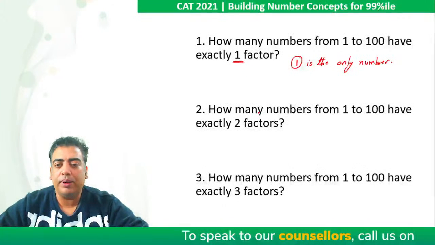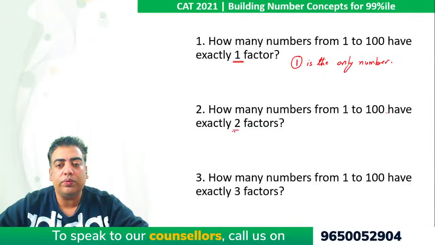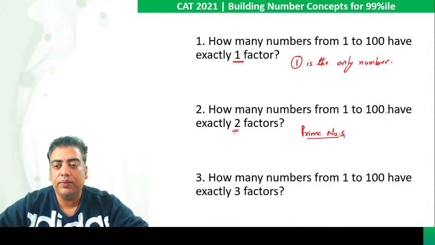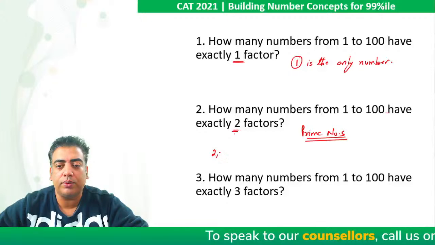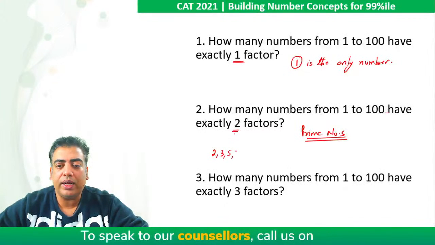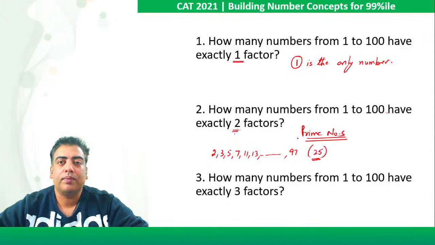Now if we are being asked how many numbers from 1 to 100 have exactly two factors, please always keep in mind prime numbers are the only numbers which have exactly two factors. Alright, so in this case the counting will start from 2, 3, 5, 7, 11, 13, and so on, up to 97. So the total number of prime numbers from 1 to 100 are 25 in number.